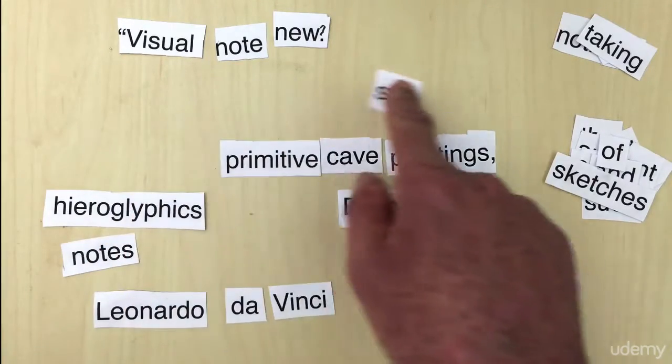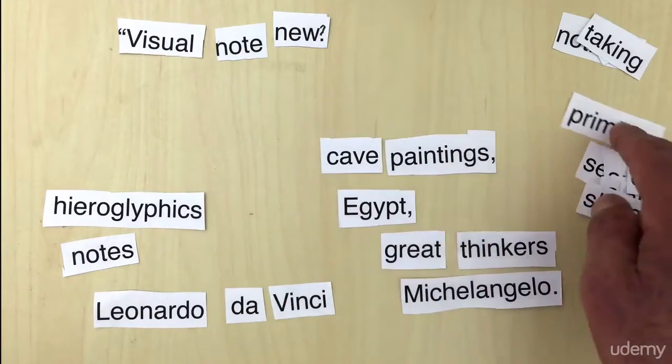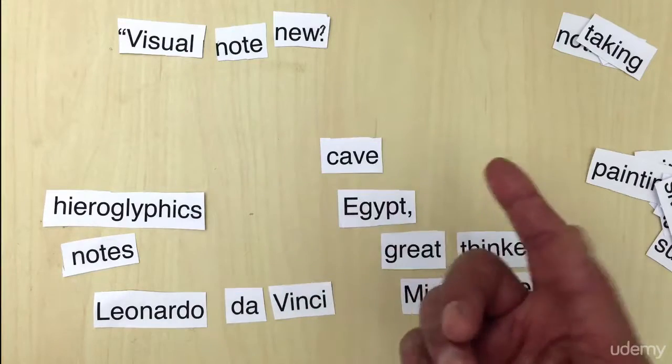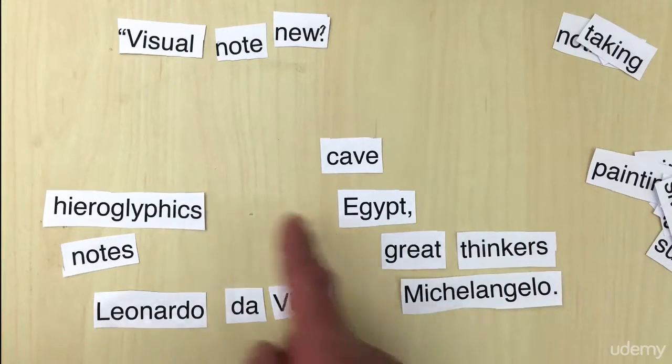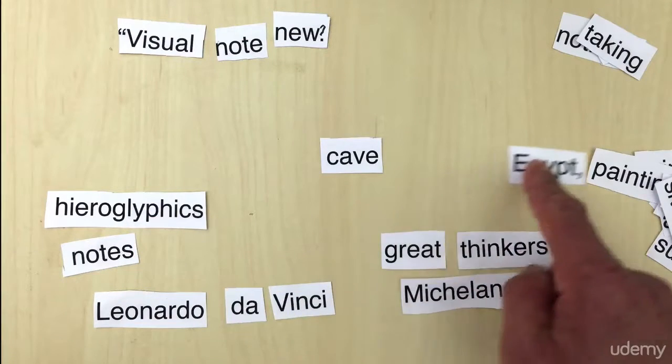I don't really need "see." Primitive cave paintings. Well, primitive I don't need. Cave probably reminds me of cave paintings. I know what she's talking about. Hieroglyphs, Egypt. Well, I don't need Egypt because hieroglyphs we know is all about Egypt.